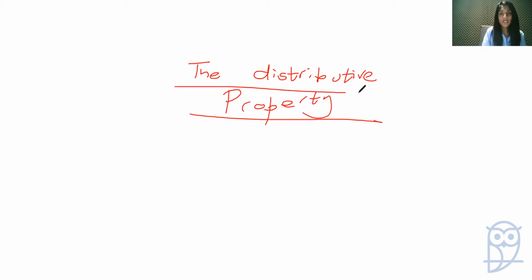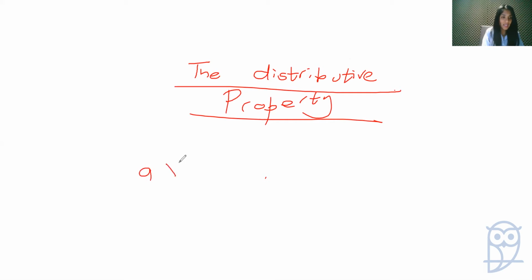Okay, and what does the distributive property tell us? It applies to multiplication over addition and subtraction. It says, using this property, a number outside of a bracket can be multiplied by every number inside of the bracket, provided the numbers inside the bracket are added or subtracted. So what do I mean by that?